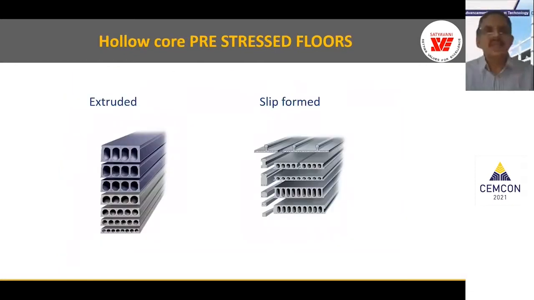And the extruded type of panel, like hollow core and slip formed type of panels for the slabs, you can see the difference. And normally these extruded ones will have very little steel, that too used only for pre-tensioning in the hollow core panels.